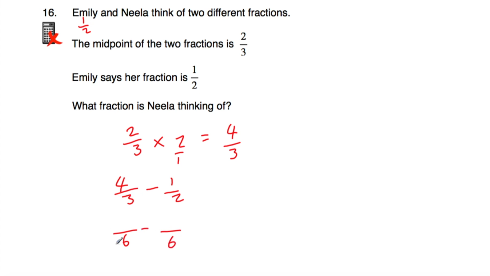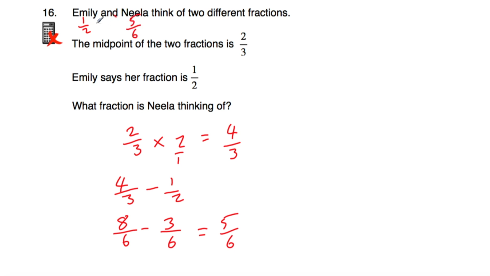To get from 3 to 6, we double it, so doubling 4 would be 8. And to get from 2 to 6, we multiply by 3. 3 times 1 is 3. So we've got 8 sixths take away 3 sixths, and that would be 5 sixths. So that means that Neela's fraction must be 5 sixths.